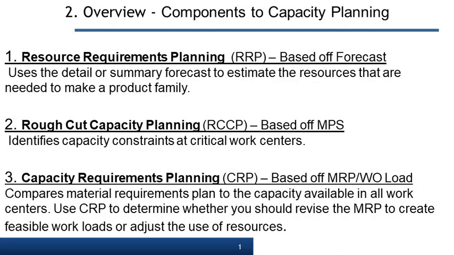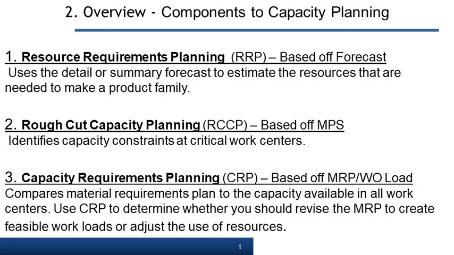The next level below forecast is going to be your master production level. This is the rough cut capacity planning. It identifies capacity constraints at work centers that have been identified as critical. So you run your MPS, take a look at your rough cut capacity, and make adjustments to your MPS.